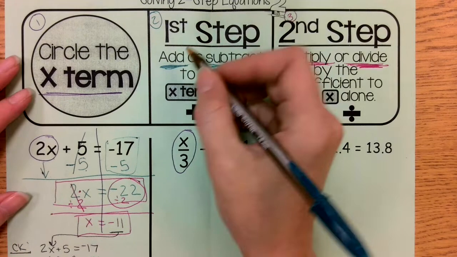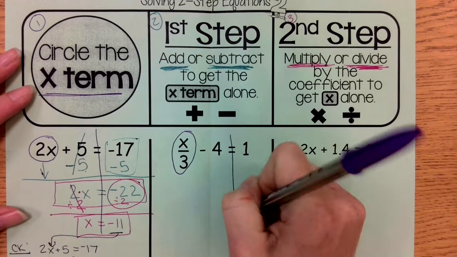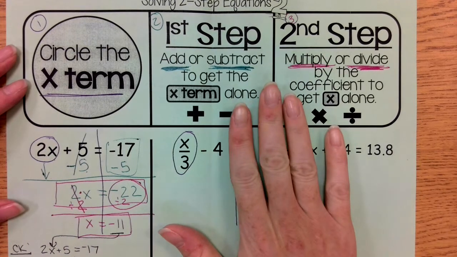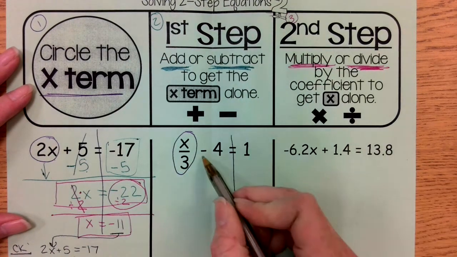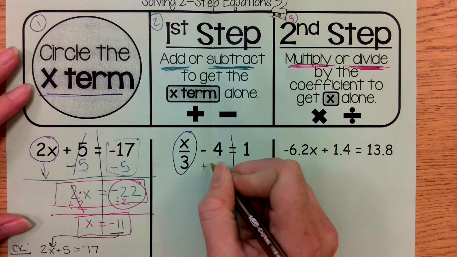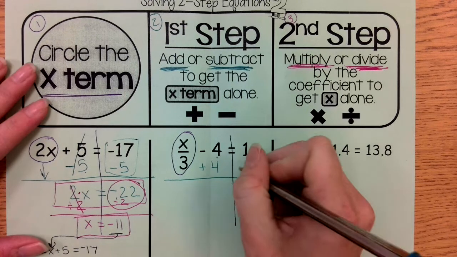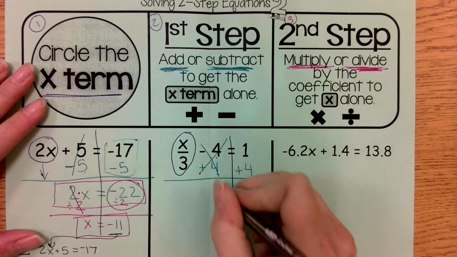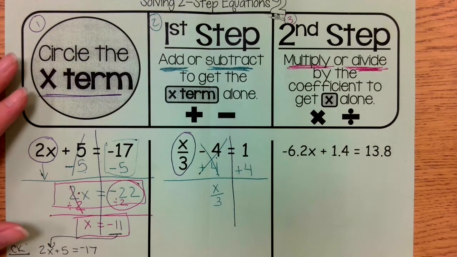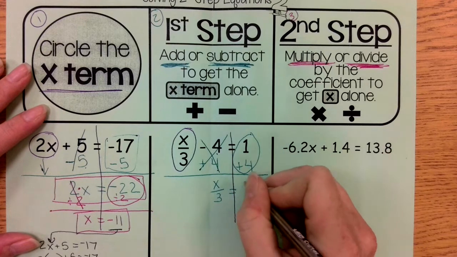Second step, add or subtract to get the x term alone. Well, what needs to leave the x term? The -4. So what I'm going to do is I'm going to do the opposite of -4, which I'm hoping you know is +4. Whatever I do to one side, I have to do to the other, +4. These drop out, leaving you with x over 3 equals 1 plus 4 is 5.